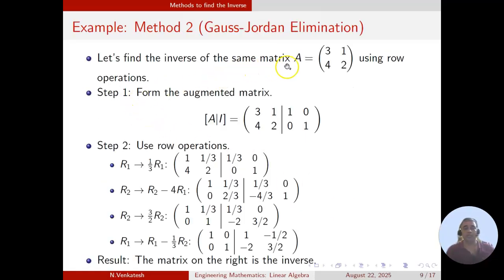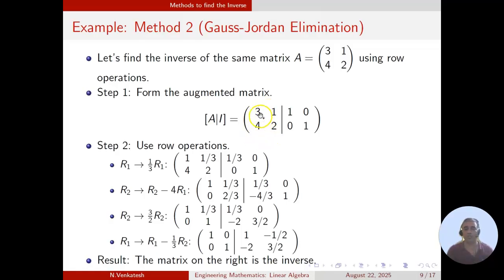Let us try to understand this with an example. Let us consider the matrix 3, 1, 4, 2, and we augment it with 1, 0, 0, 1. So this is the matrix that we get: 3, 1, 4, 2, augmented with 1, 0, 0, 1. And we can perform the elementary row operations. Our goal is to transform 3, 1, 4, 2 into the identity matrix 1, 0, 0, 1.